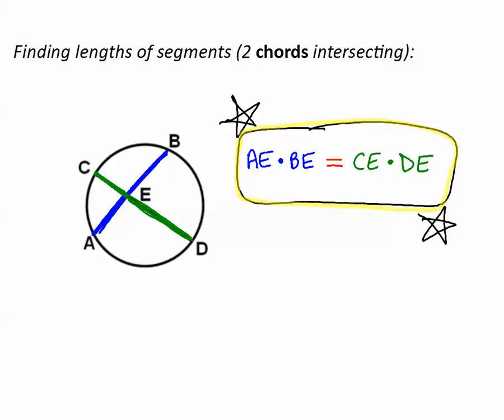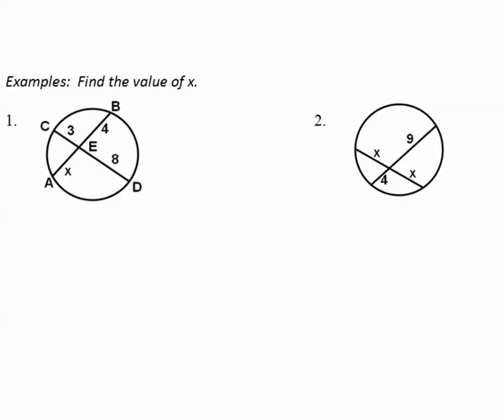Now, do you want to have to make similar triangles every time? No, I didn't think so. So let's just memorize the formula. One thing I want you to notice about the formula is that that intersection point, point E, is in all parts of the formula. All of the segments touch that intersection point. Let's see how this works in some of our examples to find missing segment lengths.